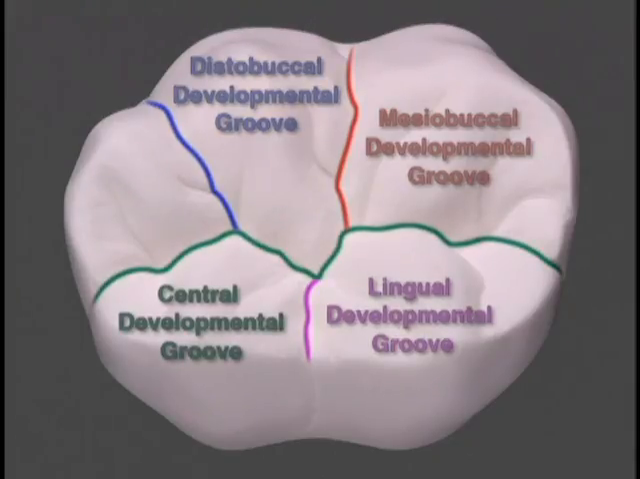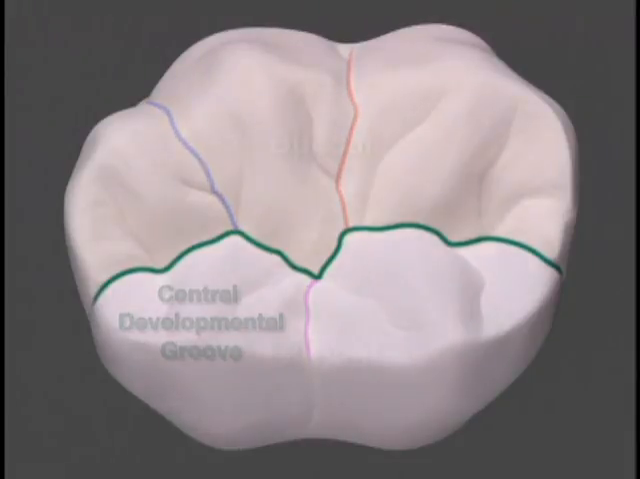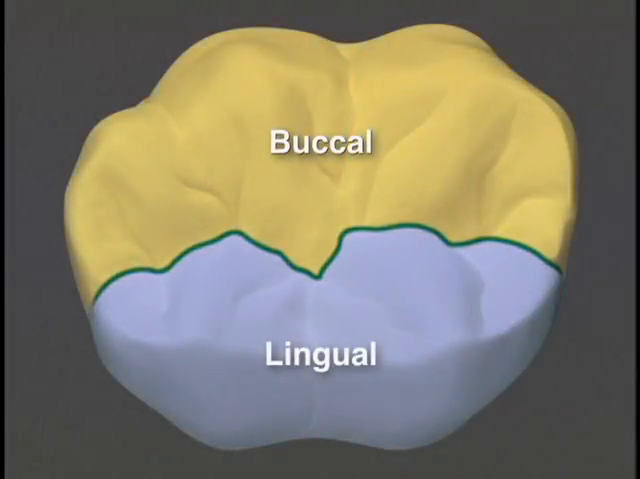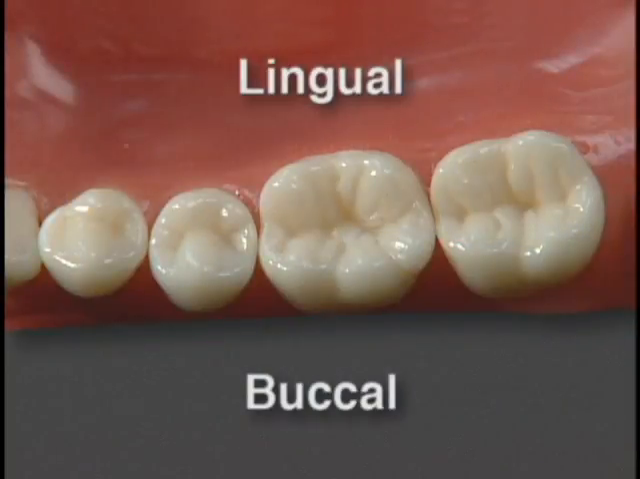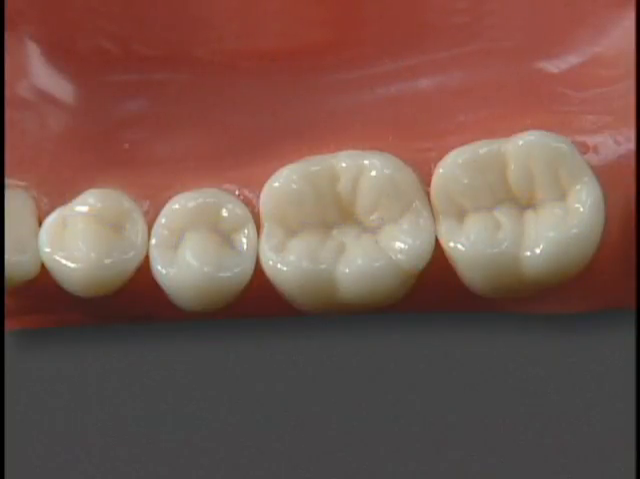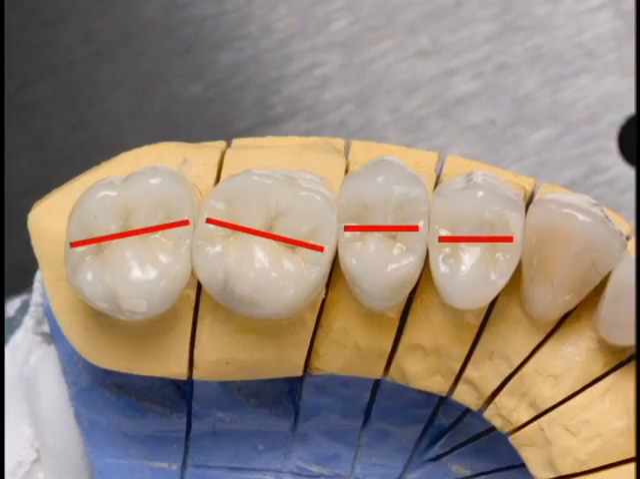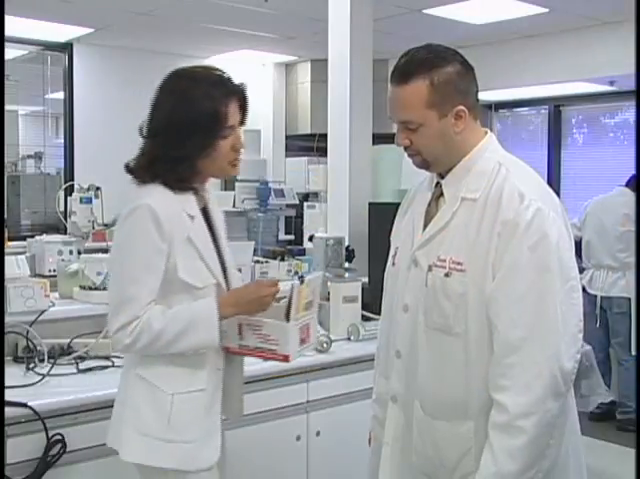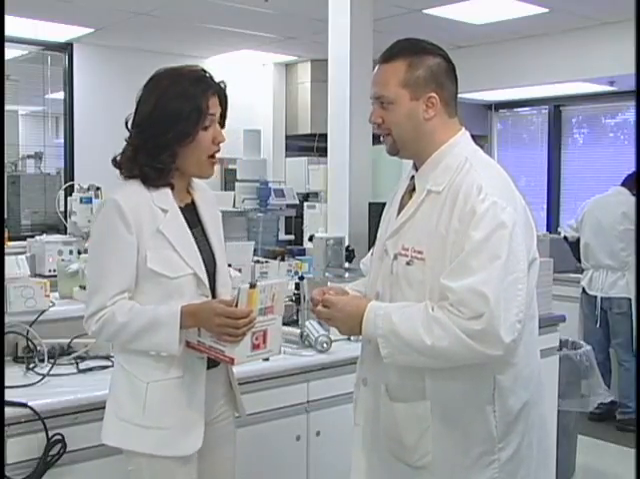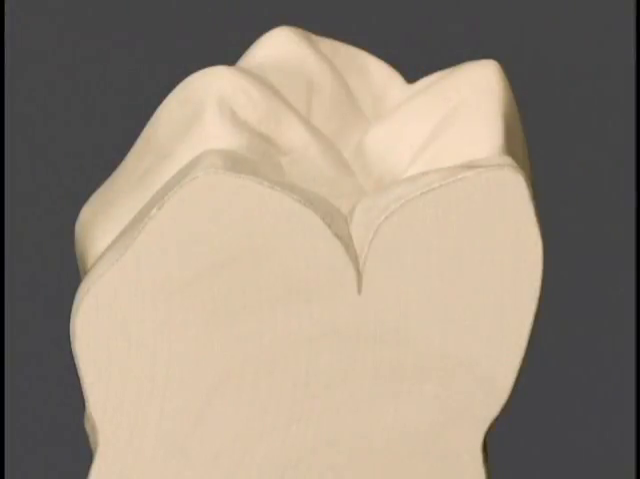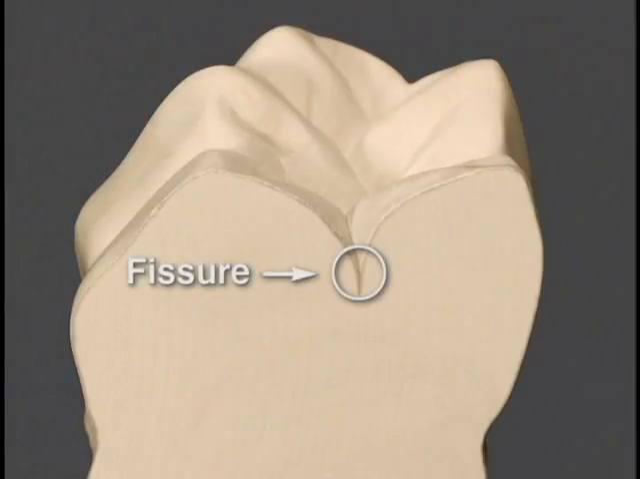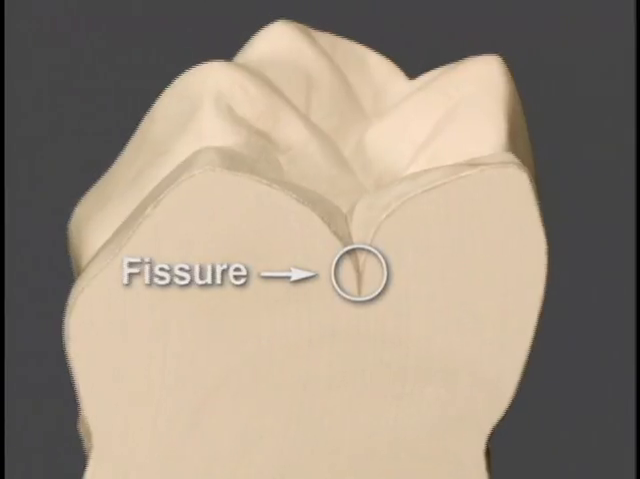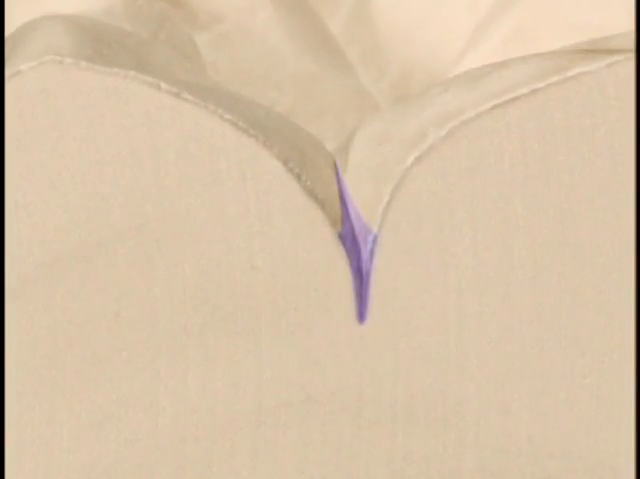The central developmental groove goes across the occlusal table from the mesial to the distal, dividing the tooth into buccal and lingual sections. This major landmark can be identified in every posterior tooth. The central developmental groove can be used to determine proper lingual buccal alignment in posteriors. Sometimes, you may hear a developmental groove being referred to as a fissure. However, we typically reserve the word fissure to describe the unfinished fusion of enamel at the junction of adjacent developmental lobes.